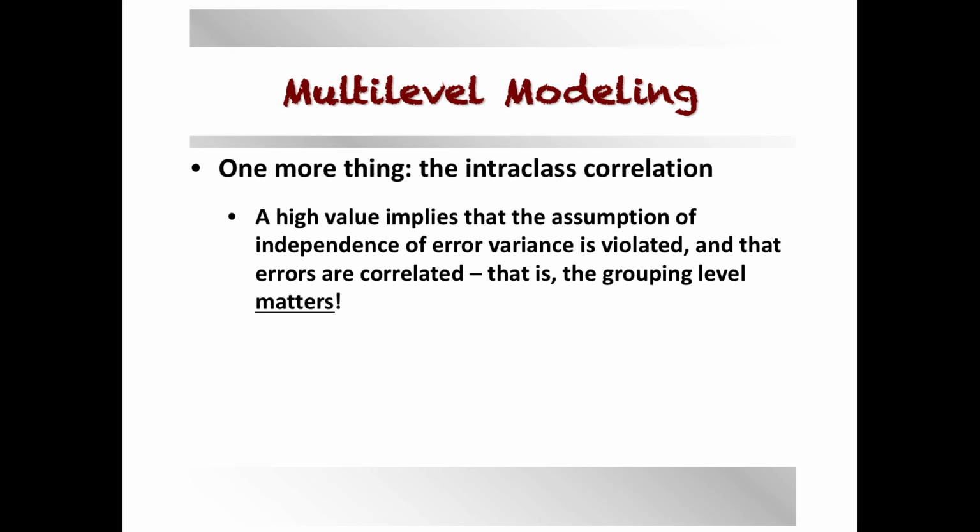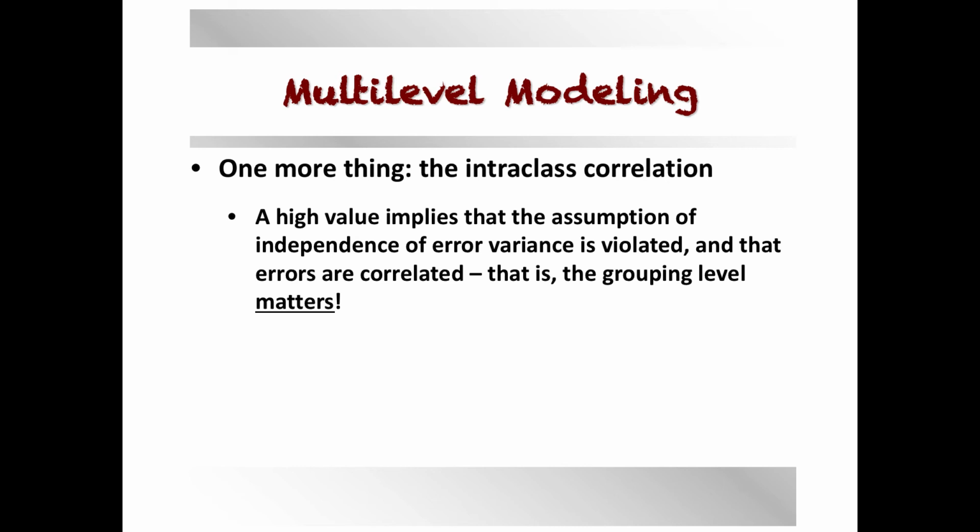Technically, it's that the assumption of independence of error variance is violated and that the errors are correlated. So in other words, the groups are different from each other. Ski run number 1 is different than ski run number 2, and so errors are correlated within those ski runs. And if errors are correlated, if the variance within a ski run is unique, then you're looking at a grouping level that matters.